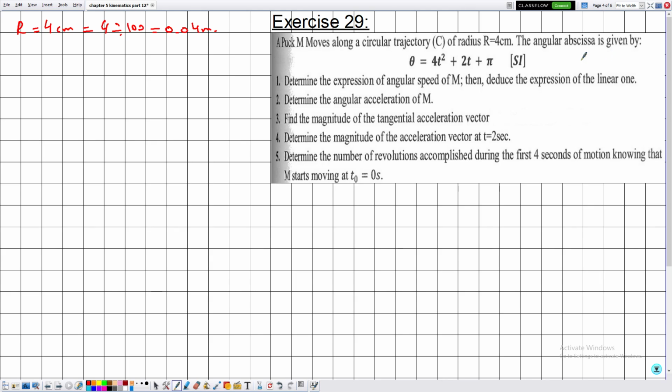The angular abscissa is given by this. So here we are studying circular motion, so it's convenient to write on the scratch the equations of circular motion. In the case of UCM, they are given by theta is equal to omega t plus theta 0, omega is equal to a constant, and alpha is equal to 0. In the case of UVCM, they are given by theta is equal to half alpha t square plus omega 0 t plus theta 0, omega is equal to alpha t plus omega 0, and alpha is equal to a constant.